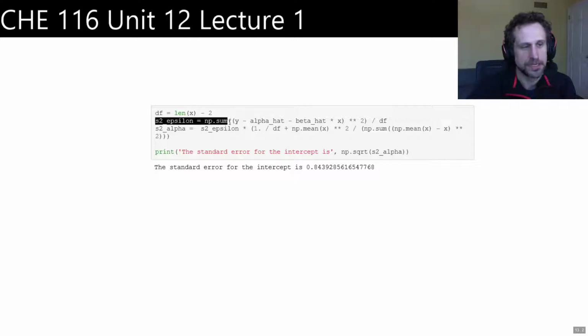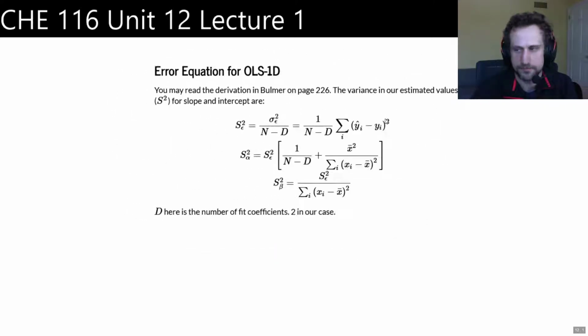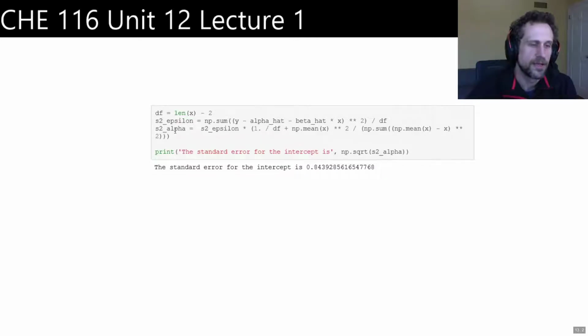Here I compute the standard error squared in the residuals. This is just using the equation I have above. Then here I compute the standard error in the intercept using the equation above. Remember, I have to take the square root of this. So the standard error in the intercept is 0.84. Okay.